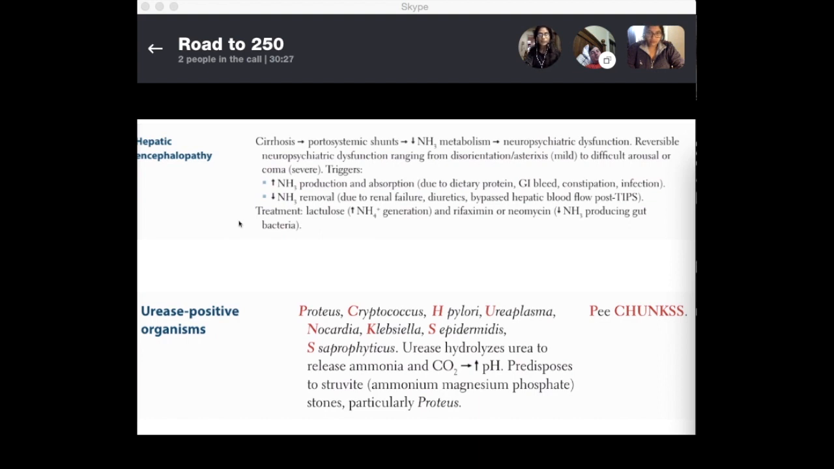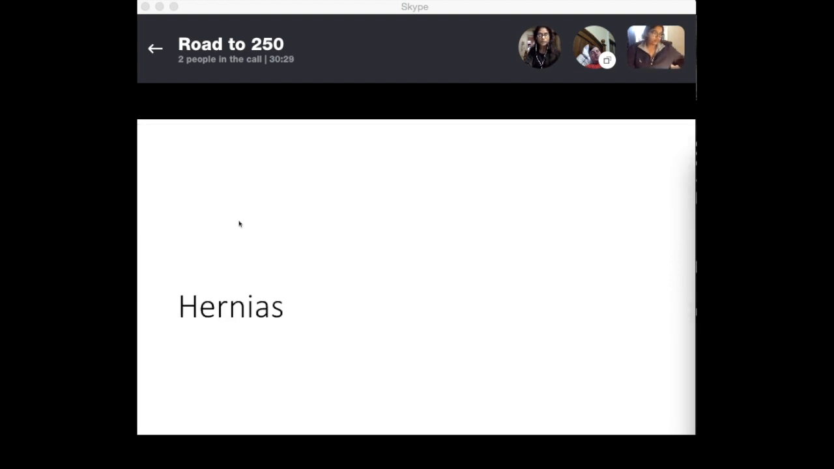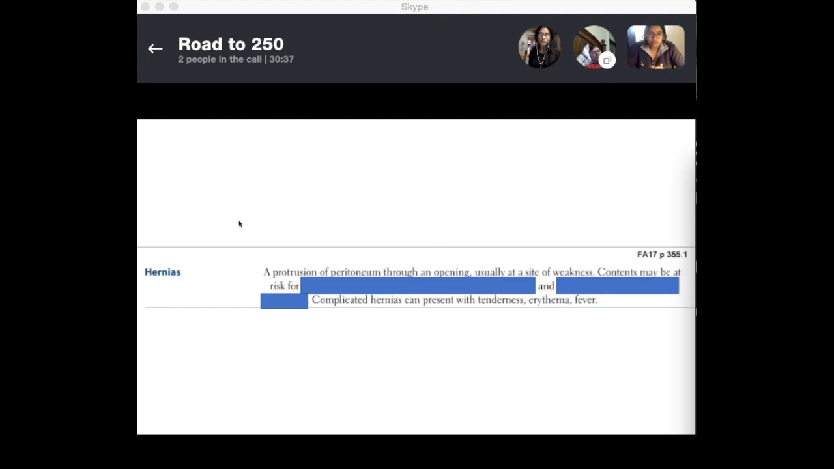Okay, so then we'll move on to our final topic for today, which is hernias. So a hernia is basically a protrusion of peritoneum or organs within the peritoneum through an opening, usually at a site of weakness.